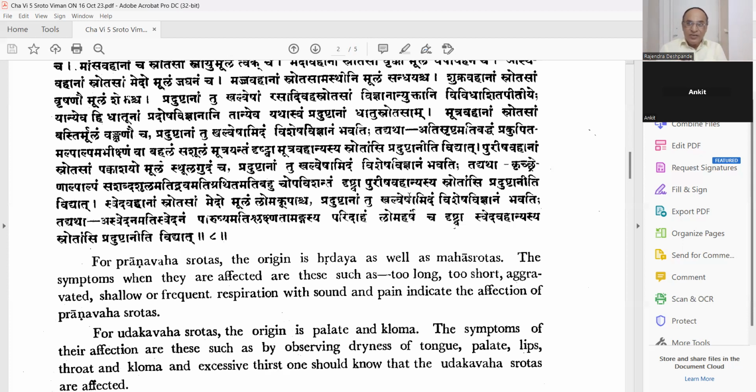So my dear friends, today in these lectures of Roga Nidan Vikriti Vijnana, on 16th of October 2023, Dr. Deshpande has discussed Pranavahasrotas, Annavahasrotas, Udakvahasrotas and Rasavahasrotas. Each Srotas, Dushti Hetu, Dushti Lakshan, he has tried to explain very nicely. I hope that you have understood all the concepts.